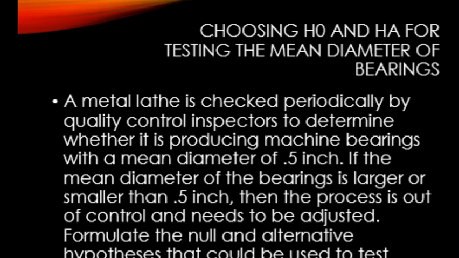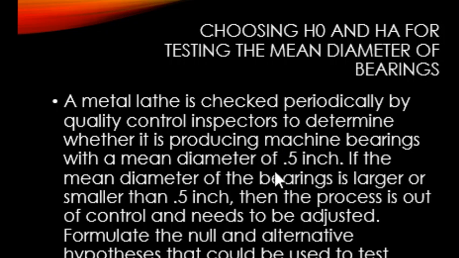A metal lathe is checked periodically by quality control inspectors to determine whether it is producing machine bearings with a mean diameter of 0.5 inches. If the mean diameter of the bearings is larger or smaller than 0.5 inch, then the process is out of control and needs to be adjusted. So we want to write a null and alternative hypothesis for this.